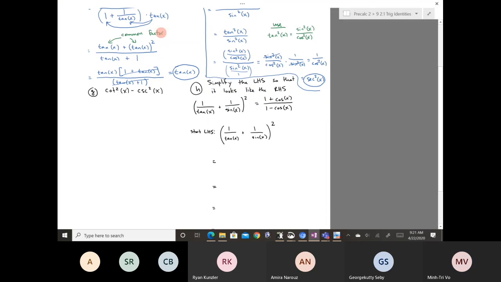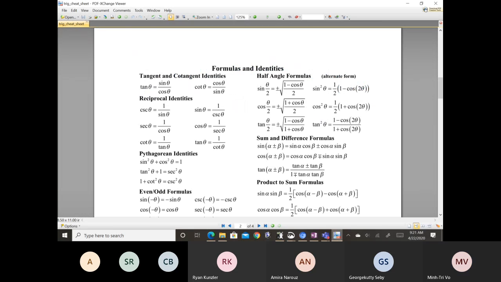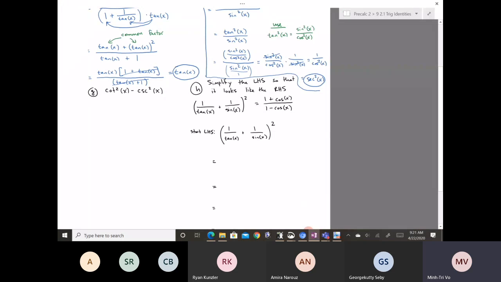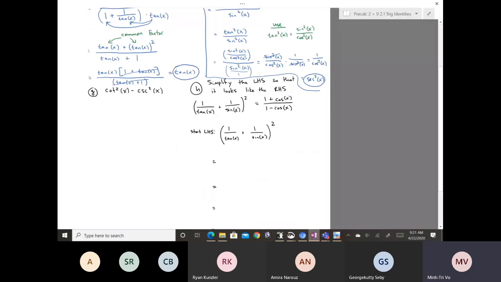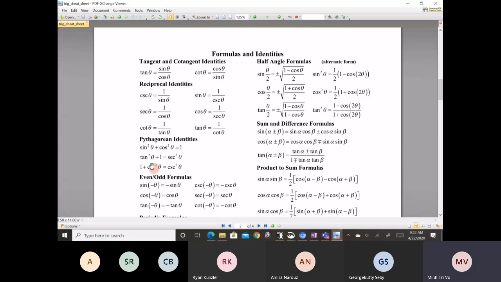So here I have cotangent and cosecant. Right, so cotangent and cosecant. But squared, right? So cotangent squared and cosecant squared. So there's this last identity. 1 plus cotangent squared is equal to cosecant squared. So let's use that. Right, so what am I using? So cosecant squared x is equal to 1 plus cotangent squared.